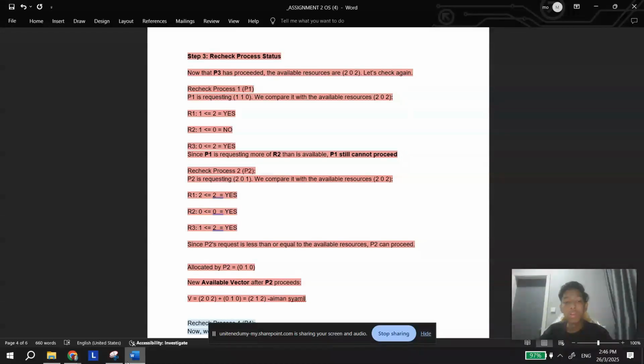P2 was holding 010, so after P2 finishes and releases, the new available vector becomes 202 plus 010, which is equal to 212. That's the updated availability after P2 completes.